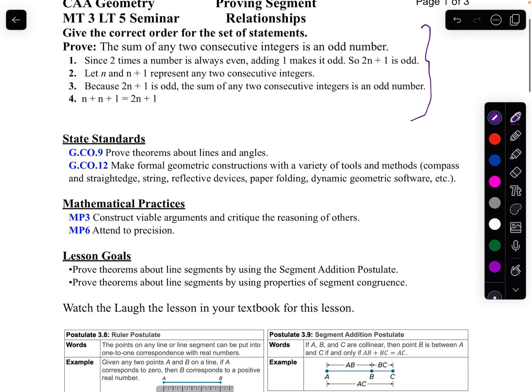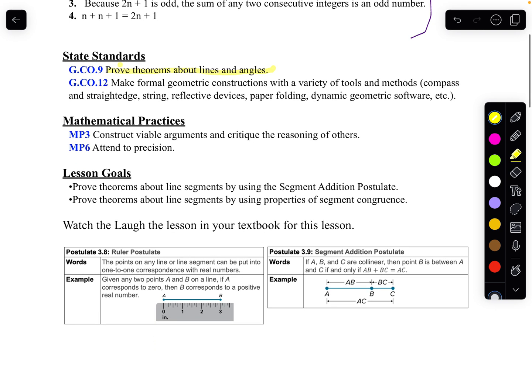On your state standards, I usually don't talk about these, but I do want you to notice this whole chapter. We're proving theorems about lines and angles. That's the reason we're doing this. And then we're going to prove theorems about line segments using the segment addition postulate. And we're going to prove theorems about segments and congruence.